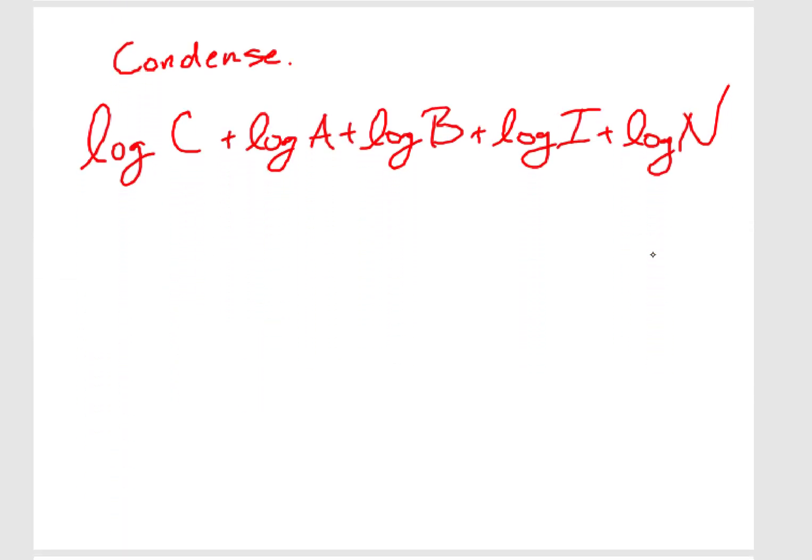And a little math humor. So go ahead and condense these. Remember with our product rule that when we have these logs that are being added, so the sum of these logs is the same as if I was to condense it to one log and then just the product of all those. So I have C, A, B, I, N, and I have log Kevin.